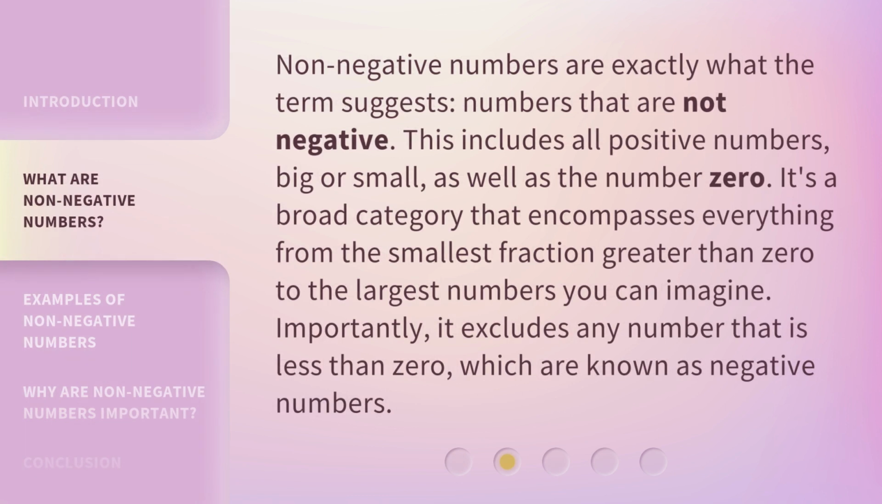Non-negative numbers are exactly what the term suggests: numbers that are not negative. This includes all positive numbers, big or small, as well as the number 0. It's a broad category that encompasses everything from the smallest fraction greater than 0 to the largest numbers you can imagine. Importantly, it excludes any number that is less than 0, which are known as negative numbers.